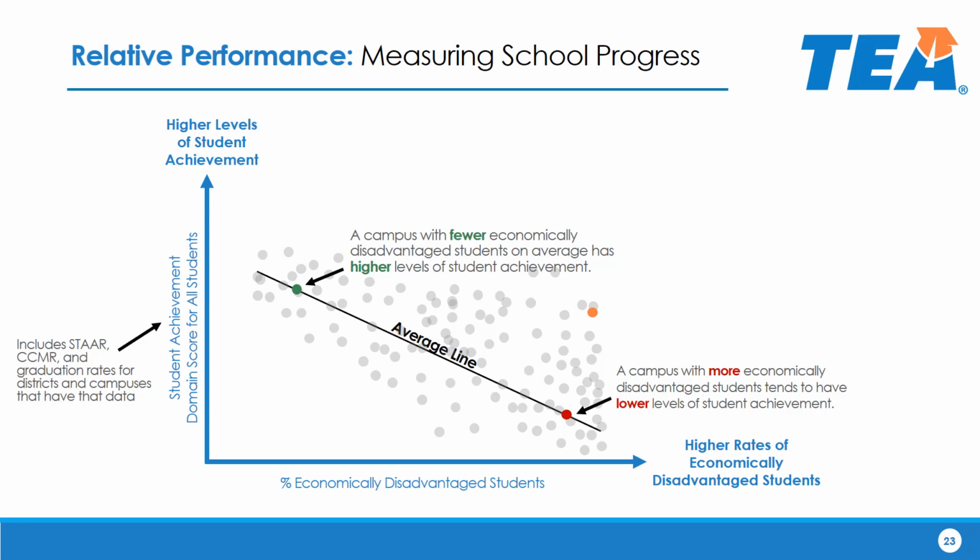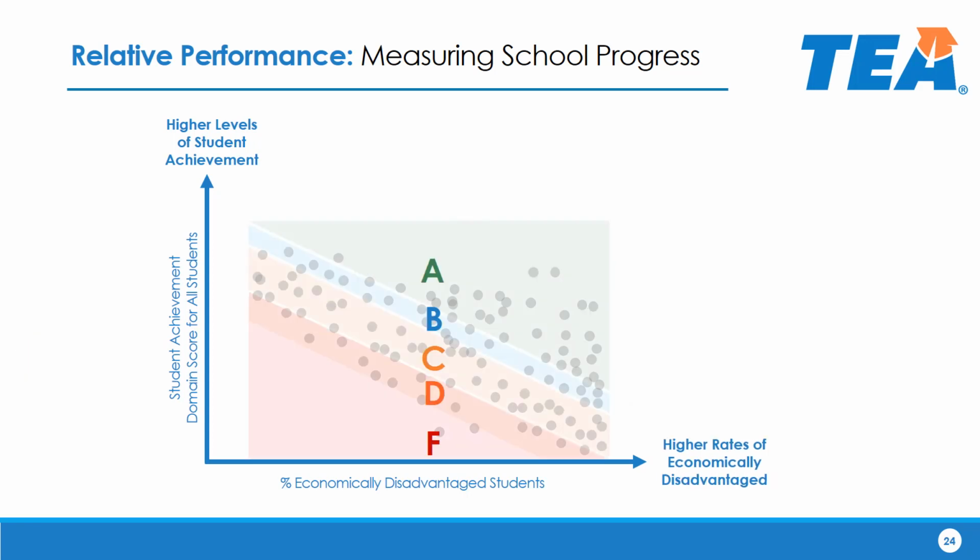The schools at the top right in this plane are clearly A schools. The green dot and the red dot, they're not A schools in terms of school progress, even though the green dot has a high level of student achievement. Those campuses are just average. From the average line, the line of best fit, we draw bands that determine grades. We're still working to determine where the cut point should be.